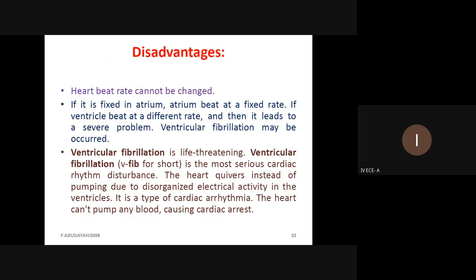Then what are the disadvantages of this pacemaker? The heartbeat rate cannot be changed. If it is fixed in the atrium, it beats at a fixed rate. If the ventricle beats at a different rate, it leads to several severe problems. Ventricular fibrillation may occur.